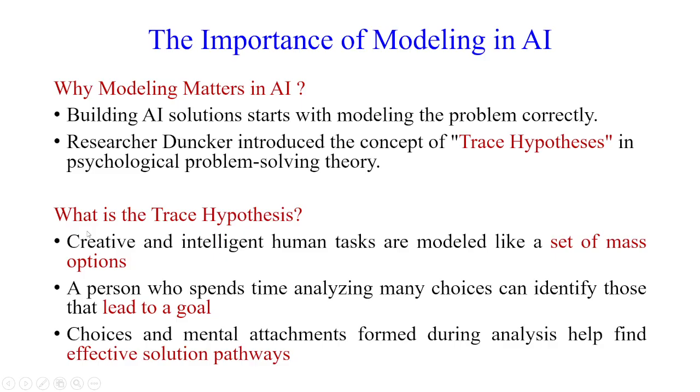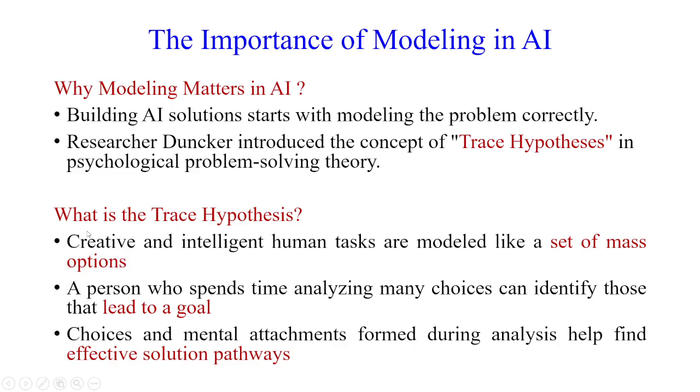First we will talk about the importance of modeling. So why is modeling important? The answer is simple. Building any AI solution starts with modeling the problem correctly. Very, very important. If you don't model the problem well, no matter how powerful an algorithm you are using, the solution will fail. To understand this better, let's look at the early contributions from psychology.